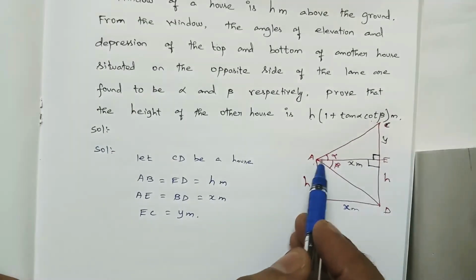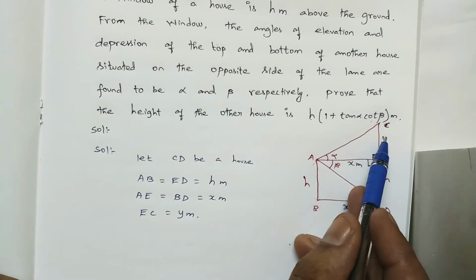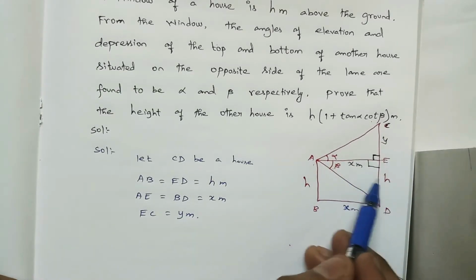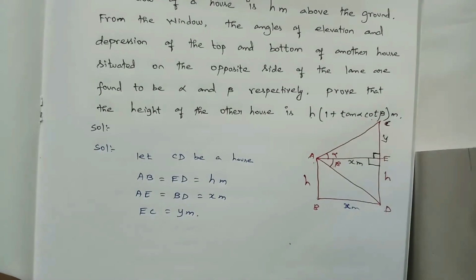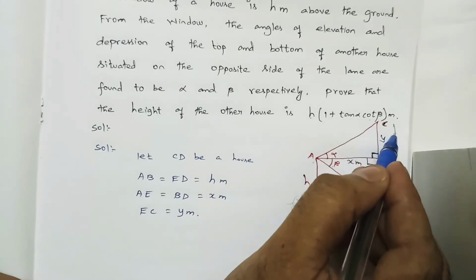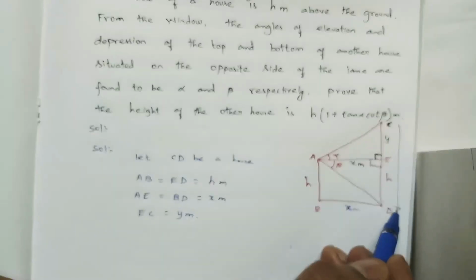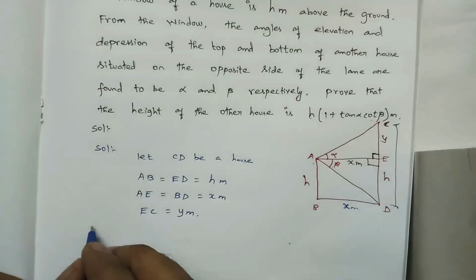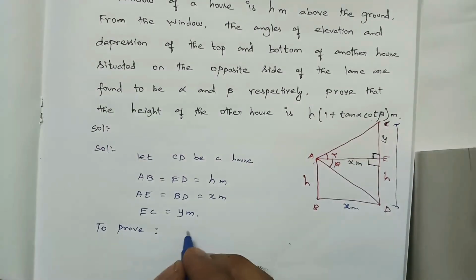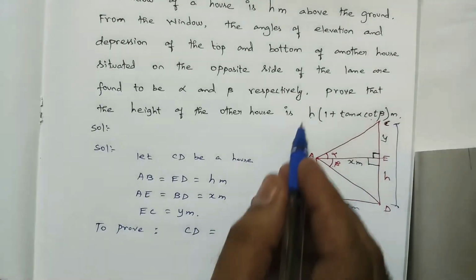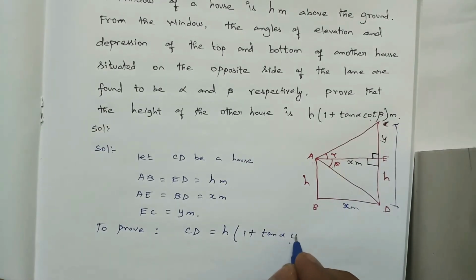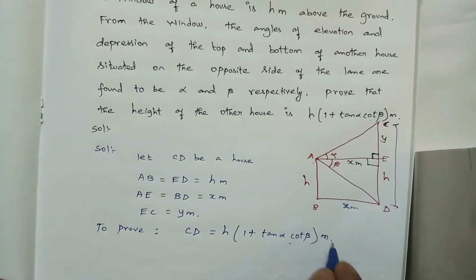For the first right angle triangle, acute angle alpha, we have the opposite side and adjacent side. For the second right angle triangle, acute angle beta, the opposite side is H and the adjacent side is x. What are we asked to prove? The height of the house. CD is the height of the house, the total height. So what we want to prove is CD is equal to H into 1 plus tan alpha into cot beta meter. That only we want to prove.